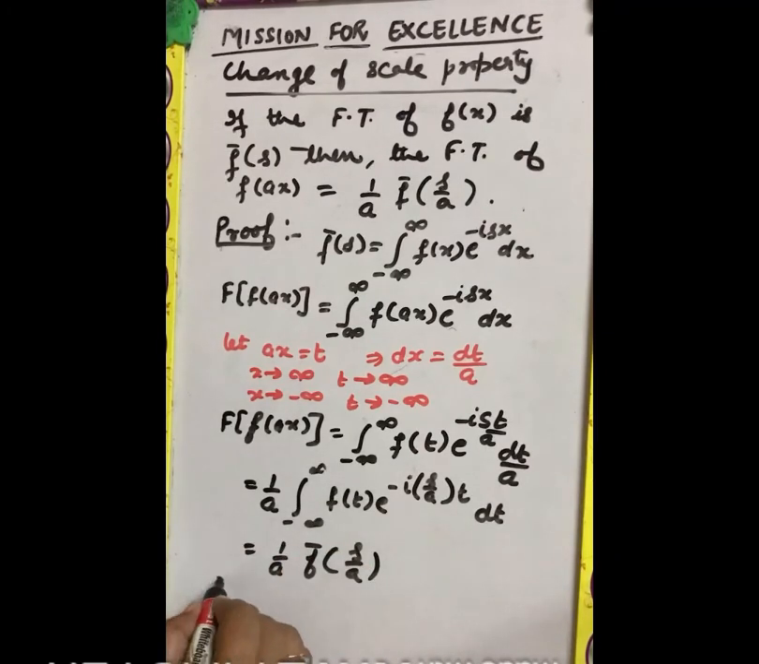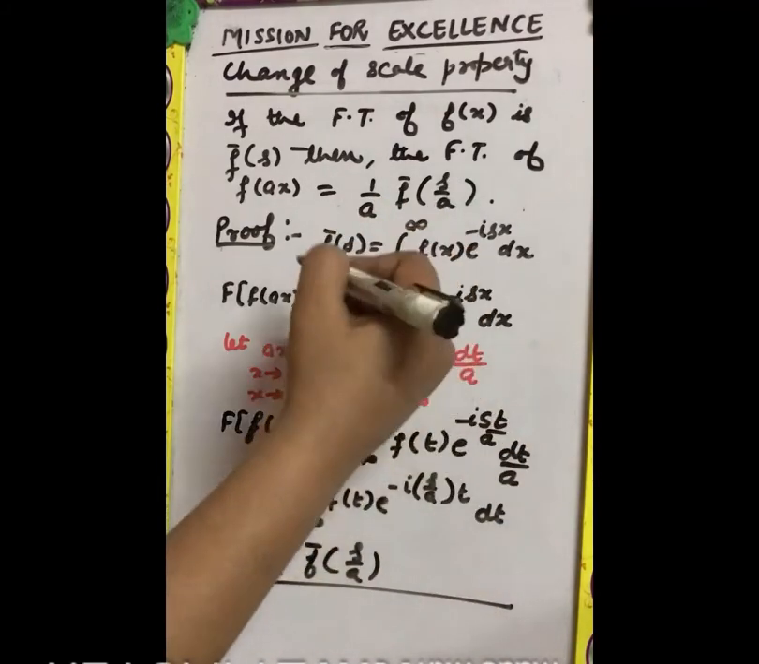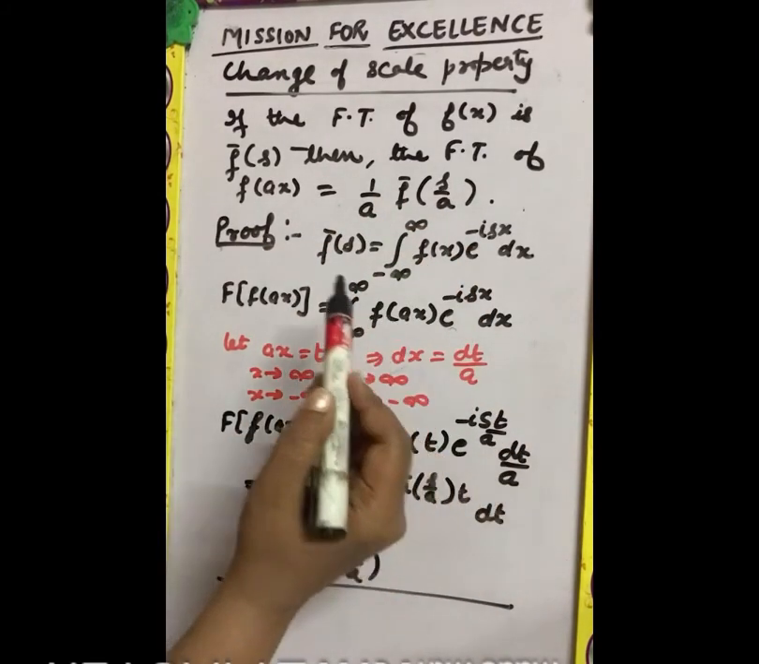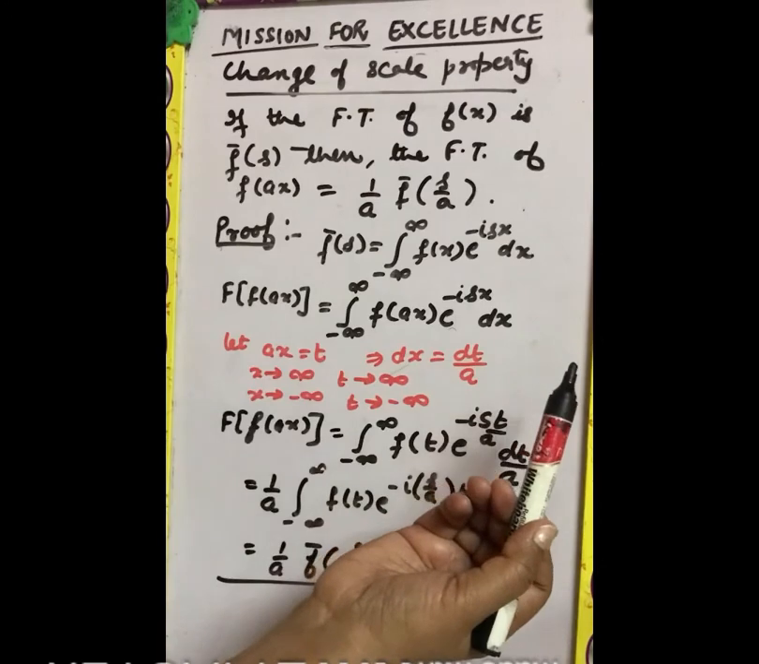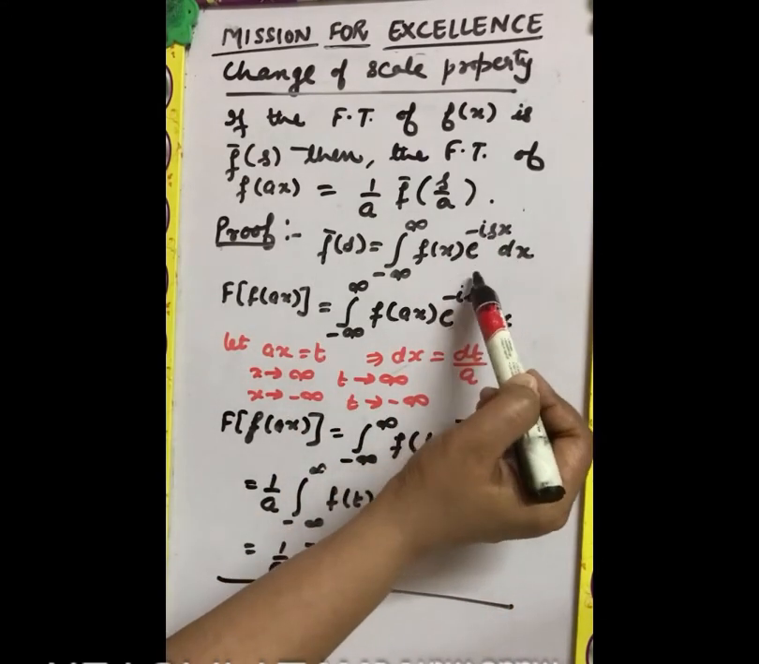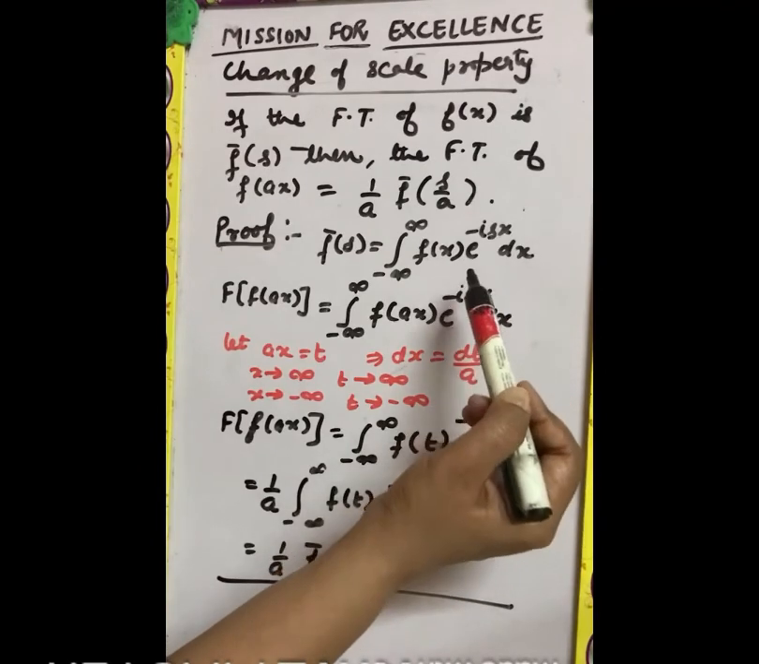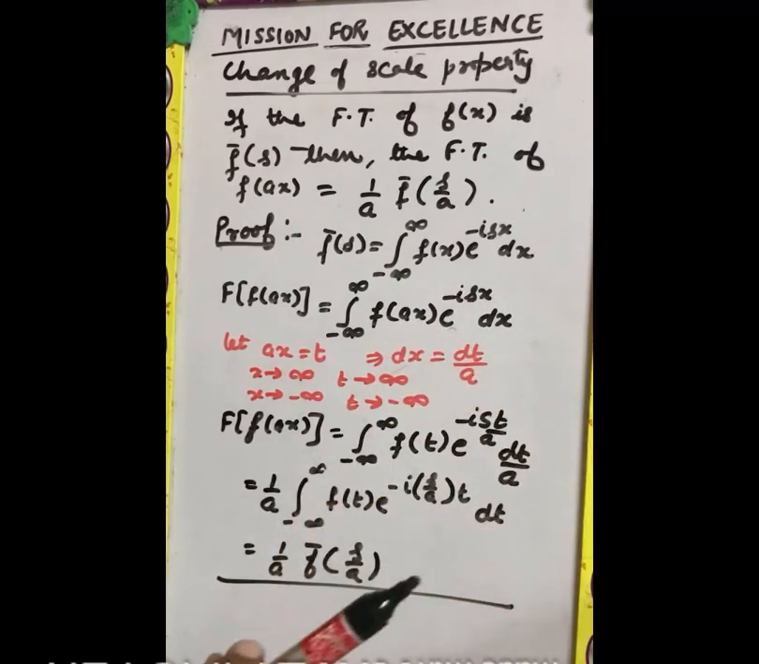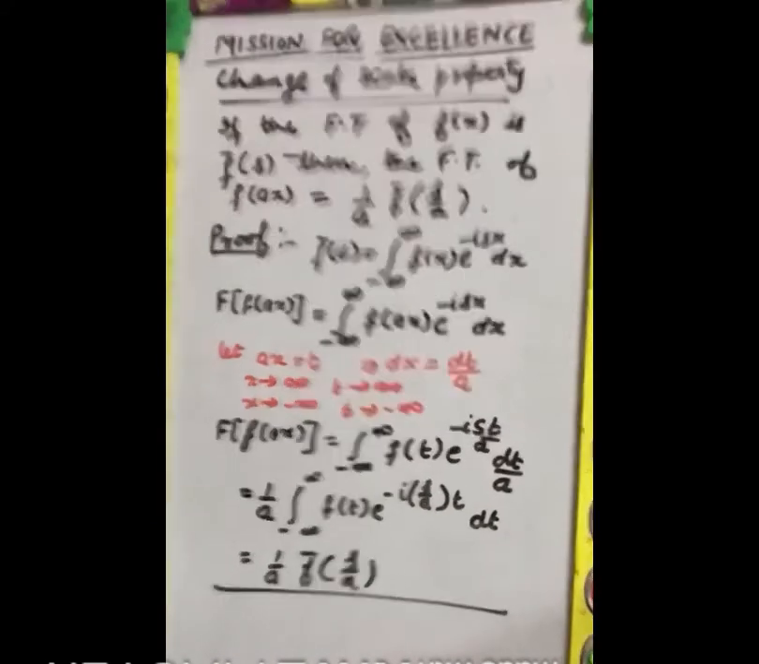So now we have studied two properties, linearity and change of scale. These two properties are also applicable for the Fourier sine transform and Fourier cosine transform also. In that case we will take cos sx or sin sx as we need and prove it in the same way.